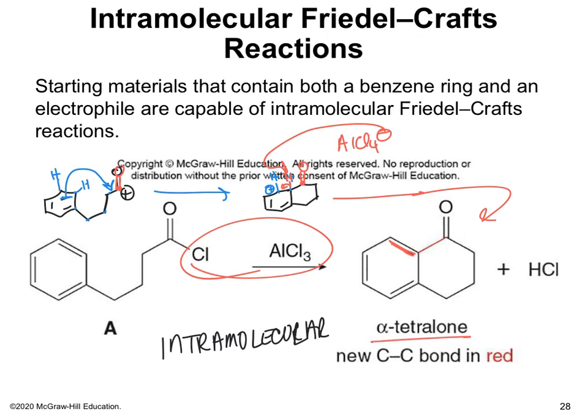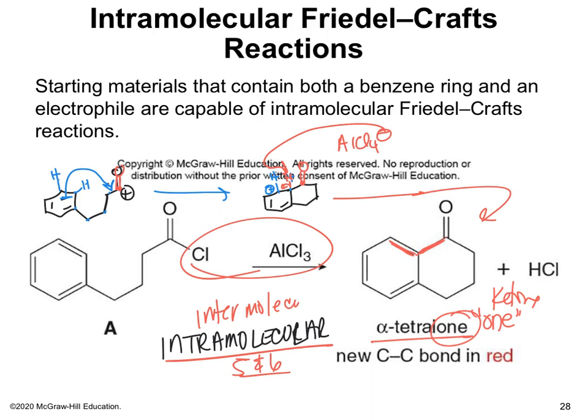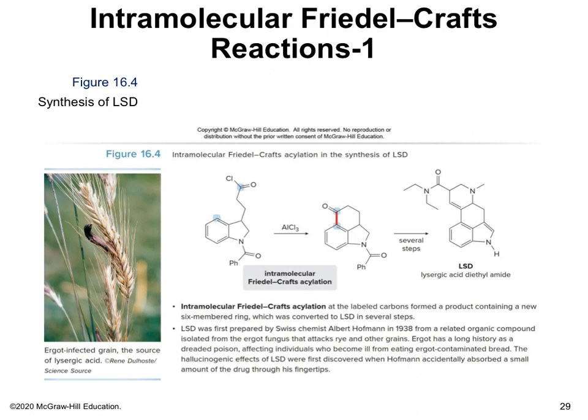And this is called an alpha tetralone. It's a ketone. You get a new carbon-carbon bond to form a ring. This is the fused ring. Intramolecular reactions for 5- and 6-membered rings, this is a 6-membered ring, are faster than intermolecular. Intermolecular reactions are when you have two things that add together. This is an example of an intramolecular Friedel-Crafts acylation to form this alpha tetralone, in the synthesis of LSD.